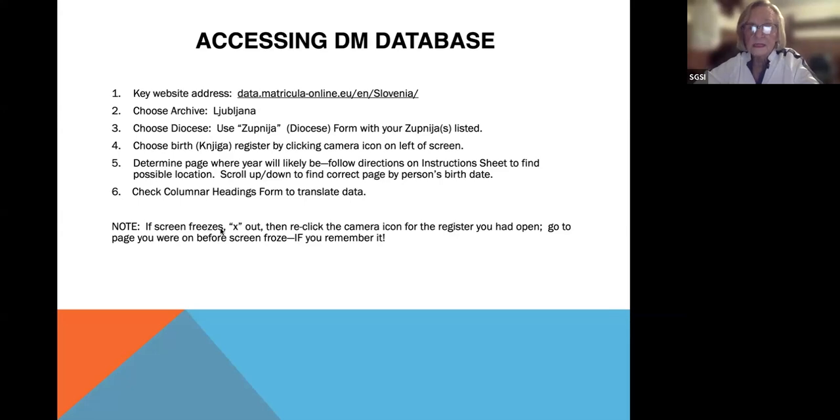If the screen freezes, X out, then re-click the camera icon for the register you had open. Go to the page where you were before the screen froze, if you can remember it. For whatever reason, at least for me, the screen freezes quite often. So it's just better to X out of it and go back into it. Sometimes when you go into a birth record right at the beginning, it will say they can't find it. Just X out and do it again, and you'll be able to find it then.